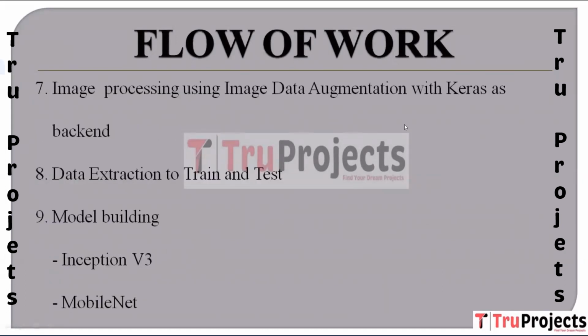So in this, augment the image data using techniques like rotation, flipping and zooming to enhance the model's ability to generalize. Then next here we have data extraction to train and test. Extract relevant data from the pre-processed dataset for training and testing the deep learning models.